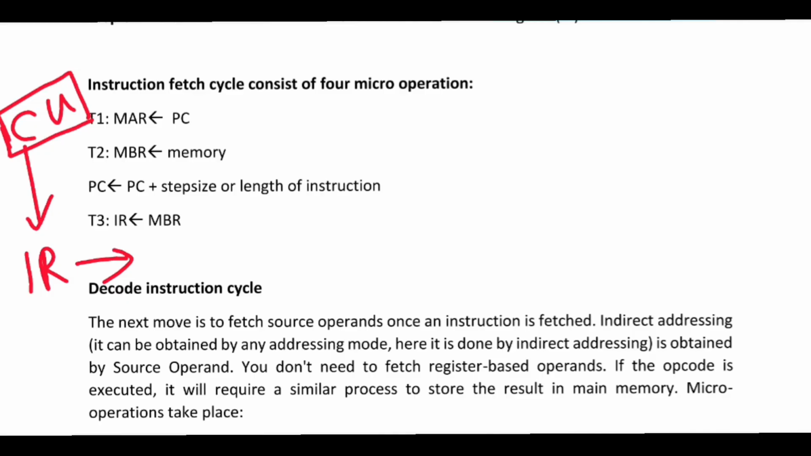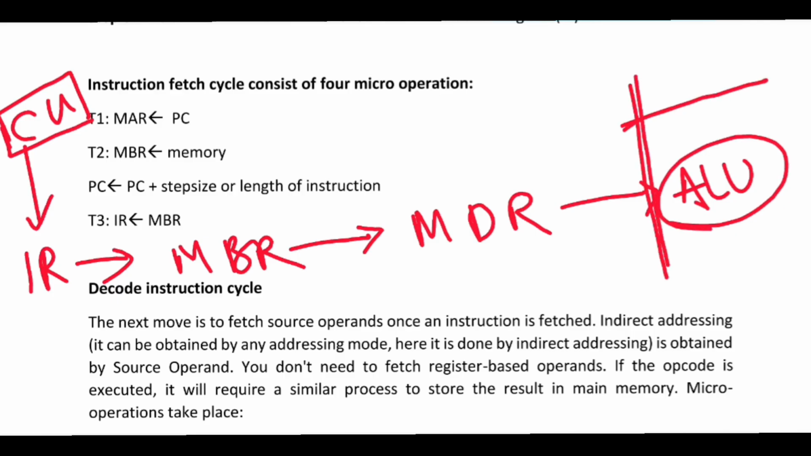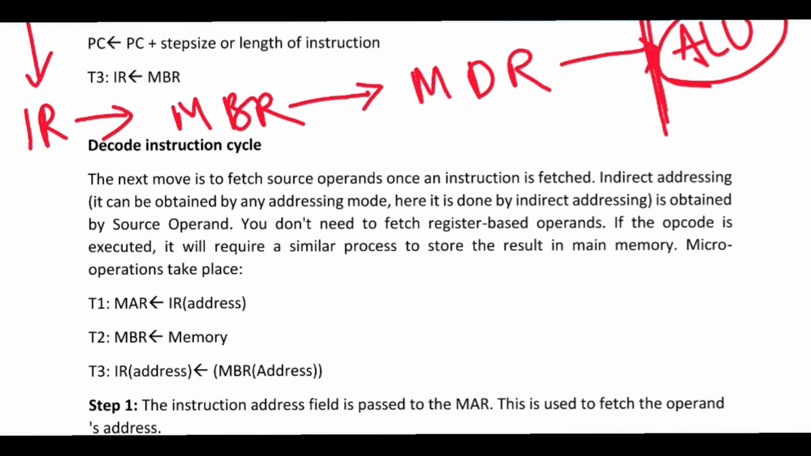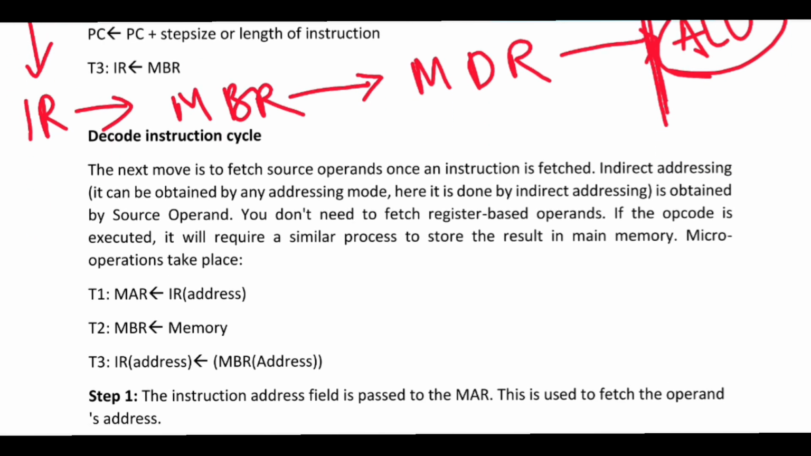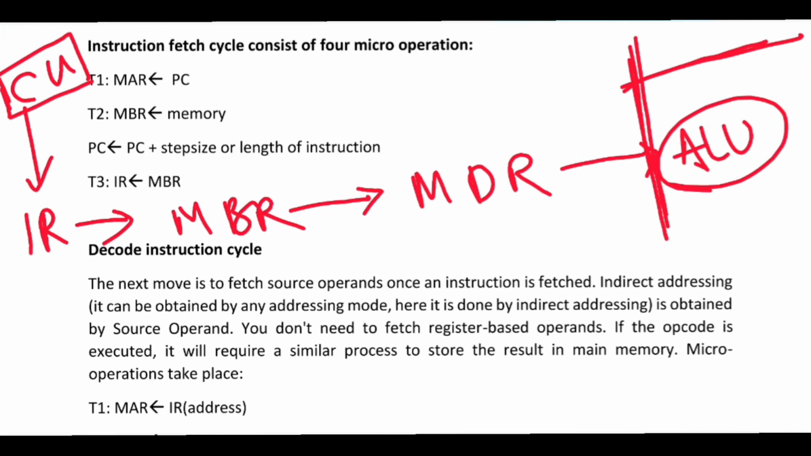then the operand values from the instruction register go to the memory buffer register, then to the memory data register, and then go to the ALU for execution. This is the execution stage. Okay, this is in immediate addressing.